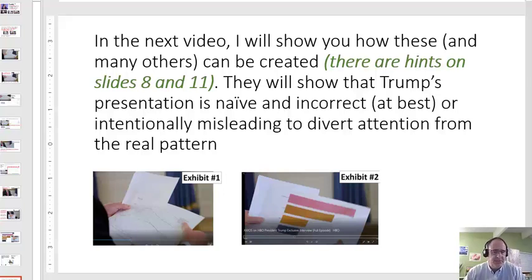That's the charitable interpretation. If we're being less charitable, we could say it's intentionally misleading and tries to divert attention from the real pattern, which is that hospitalizations are up, deaths are up, cases are up sharply, and the U.S. is going exactly the wrong direction. And it is not under control, as Trump has tried to assert over and over again.